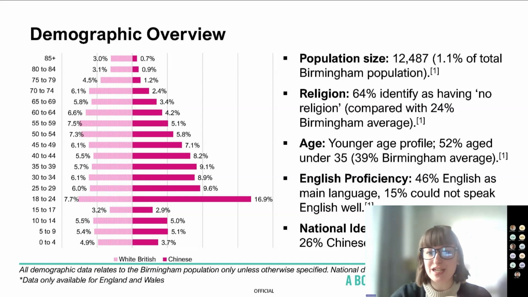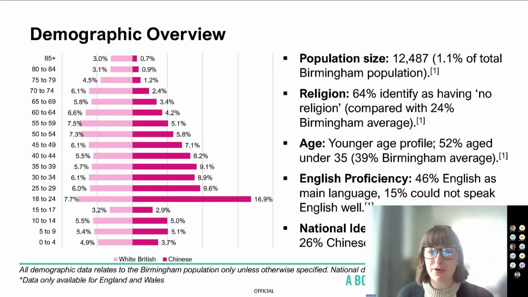So in terms of religion, there is a really high proportion of people that ticked having no religious identity compared to the Birmingham average. It's about 40 percentage points higher than the Birmingham average. Only about a quarter of the Birmingham population said they had no religion, compared to 64% of the Chinese population. The two next most common religions that were identified were Christian at 16% and Buddhist at 9%.